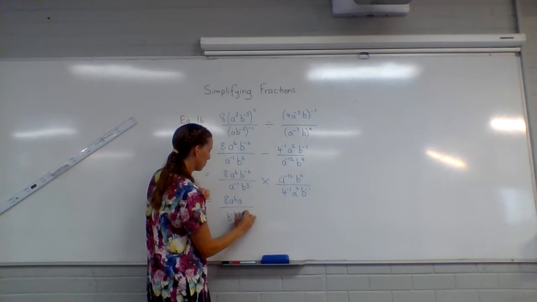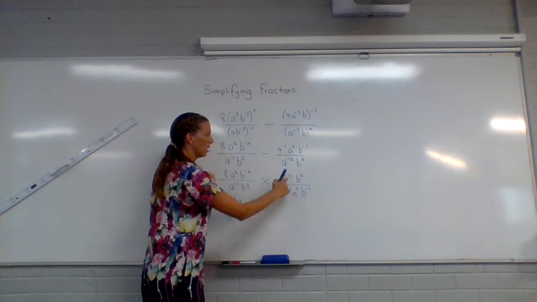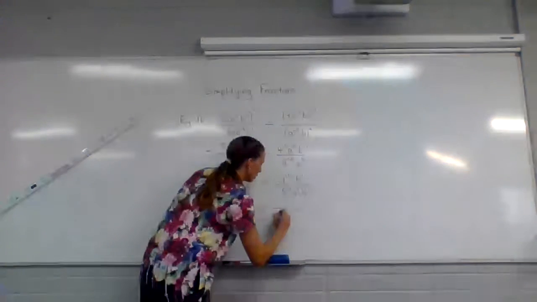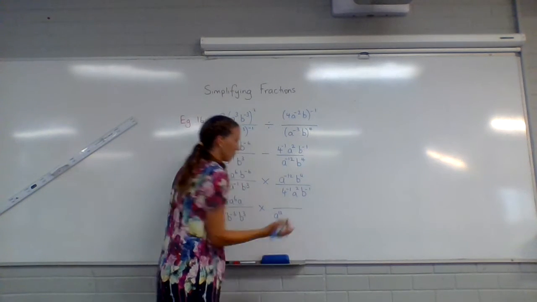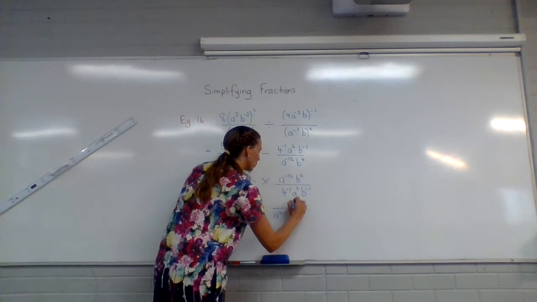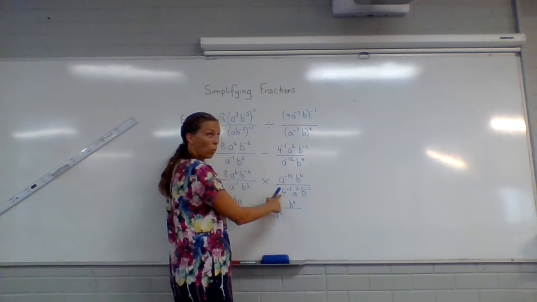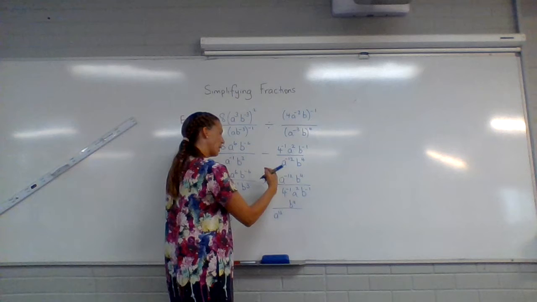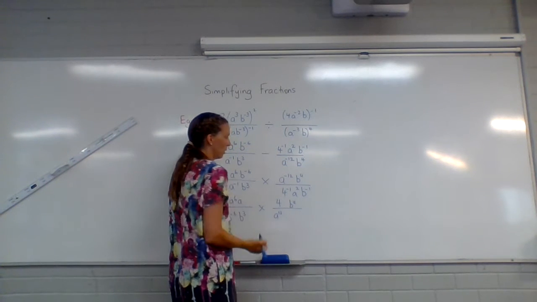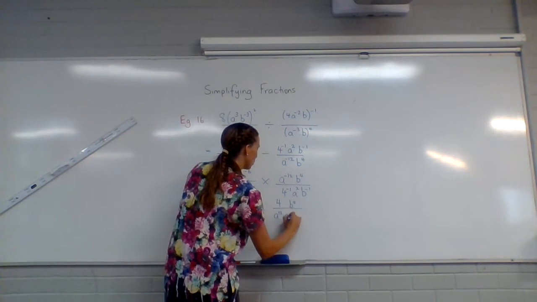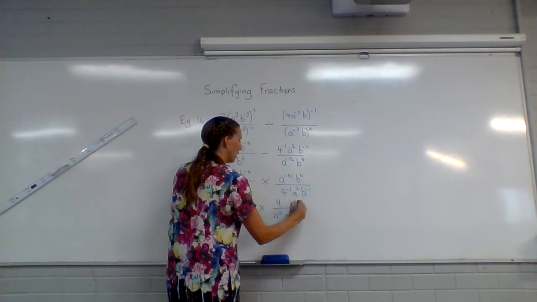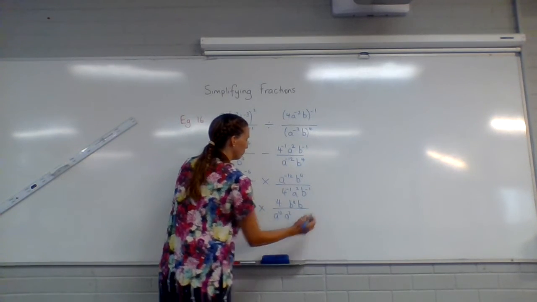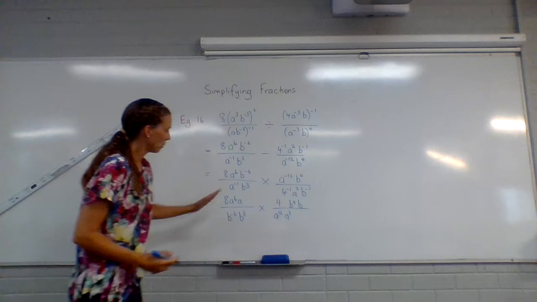B cubed stays where it is, times by a to the negative 12 needs to go underneath to make it positive. B to the power 4 stays up there. 4 to the negative 1, it's a negative power, it will go up. A squared stays put. B to the negative 1 needs to go above. Now, top times the top.